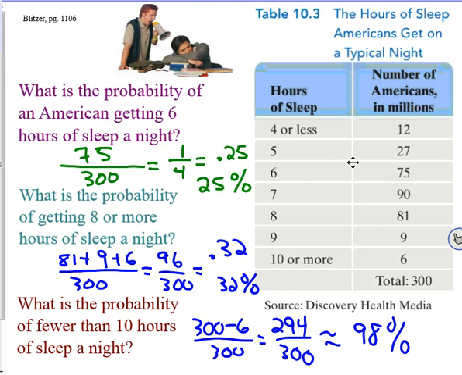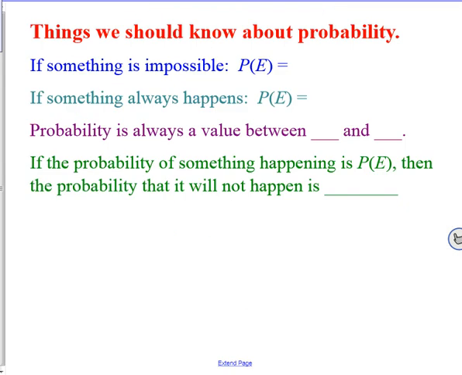Which leads us to some ideas about probability. If something is impossible, what is our probability? If something always happens, what is our probability? What kind of values do we get for probability? And if the probability is P of E, then the probability it won't happen is what? So see if you can fill these out on your own. Stop the video.